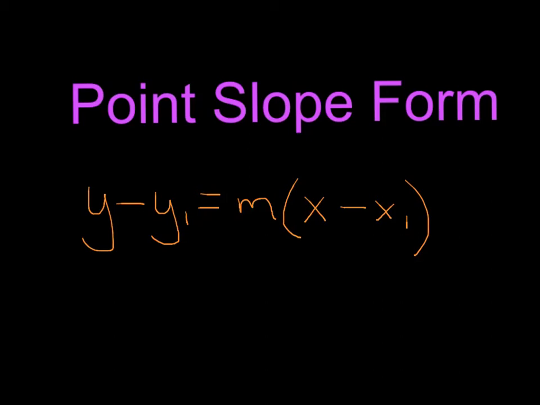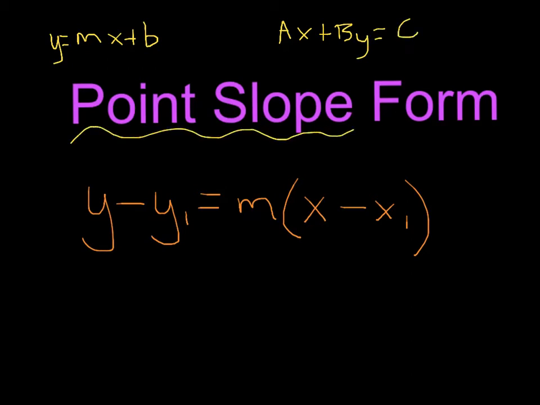Today's lesson is on the point-slope form of a linear equation. So we have learned slope-intercept form, y equals mx plus b, and we've learned standard form, ax plus by equals c, and now we're into point-slope form. It's called point-slope form because just from the equation, we know the slope and we know one point on the graph. So, m, just like always, is your slope.